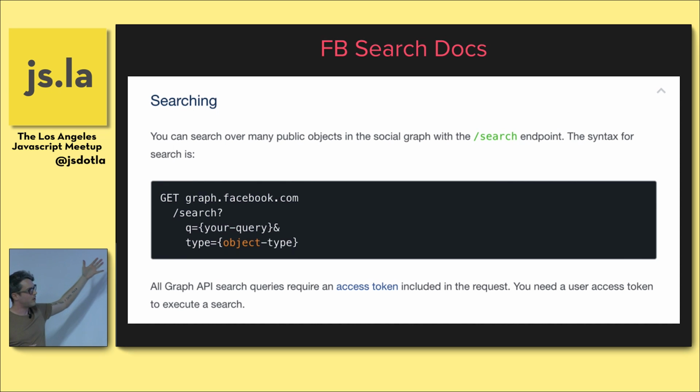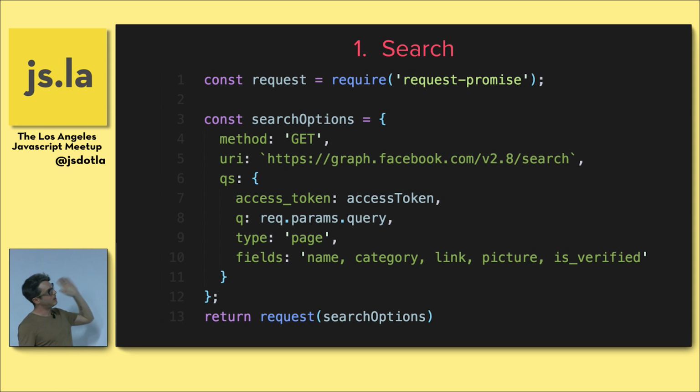And if it resembles a URL, then I can construct that URL using request promise. So that's what I did. And this is the code I came up with. So I require request promise. I send off the request at the bottom. All the action is always in the options object. So this is a GET request. I'm hitting the search endpoint. And then the query string has 4 properties. Access token, the query, which is just what you're typing in the search box. The type, which is page in this case, because I'm searching pages rather than users, locations, events, or something like that. And then the fields that I want back.